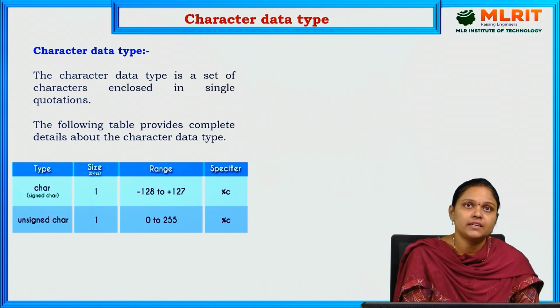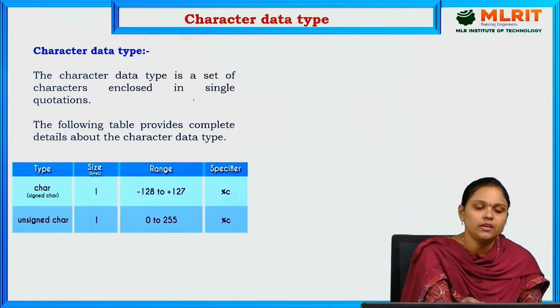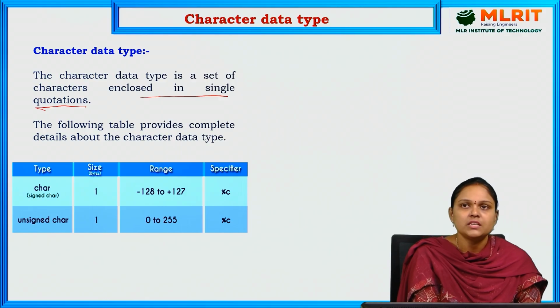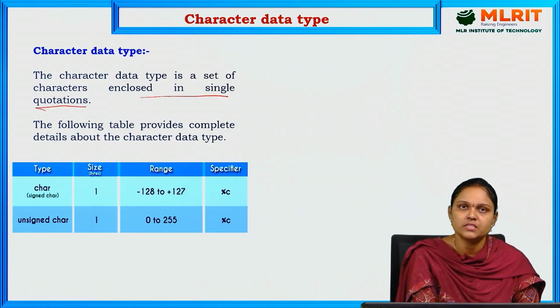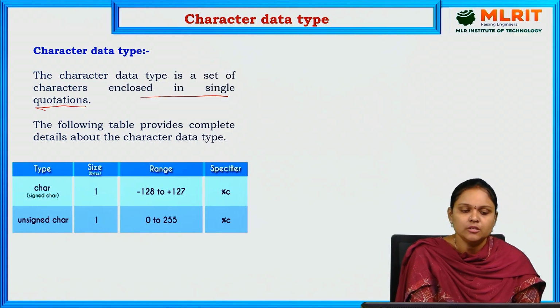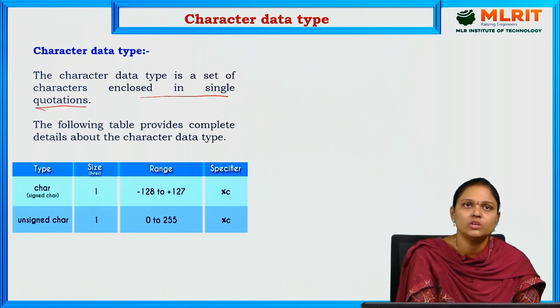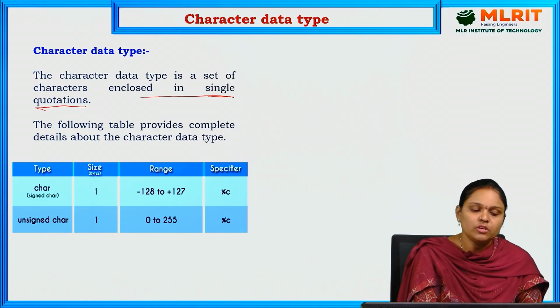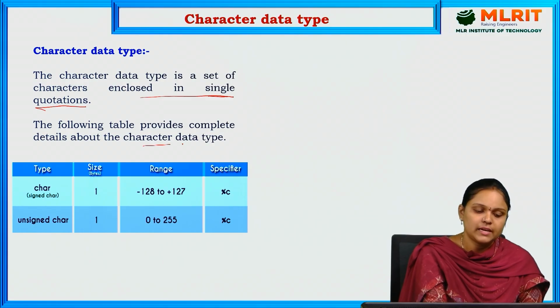Character data type. The character data type is a set of characters enclosed in single quotes. So what do we mean by a character? A character contains alphabets, letters, and also all other special symbols. The char data type can hold only a single character, and that single character is given inside single quotes. The following provides the complete details about the character data type.